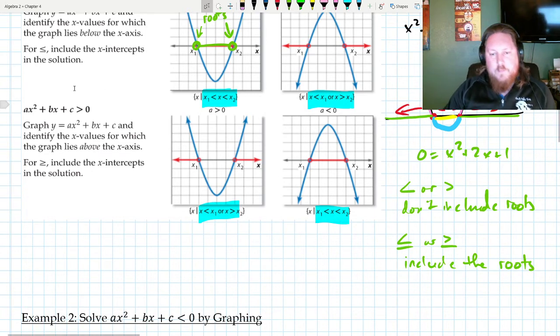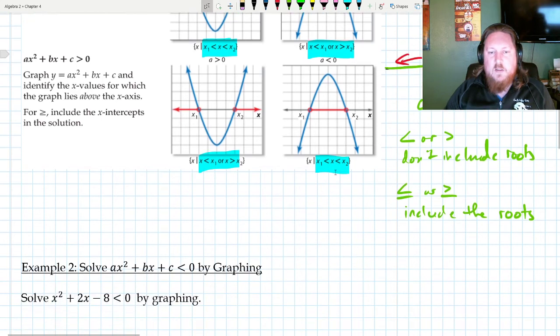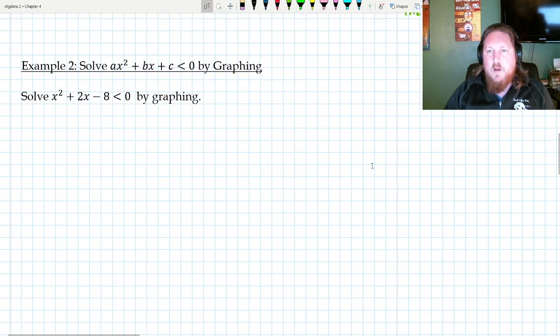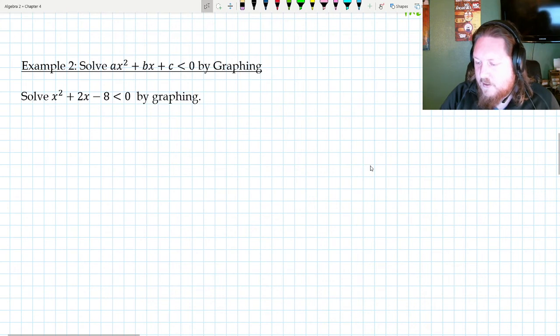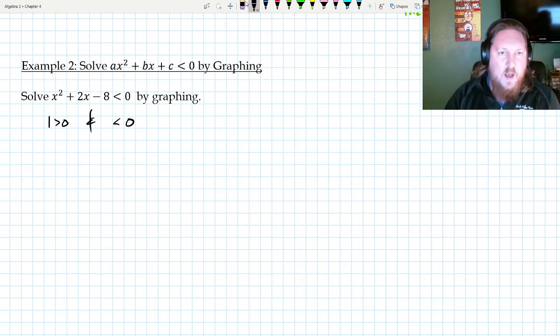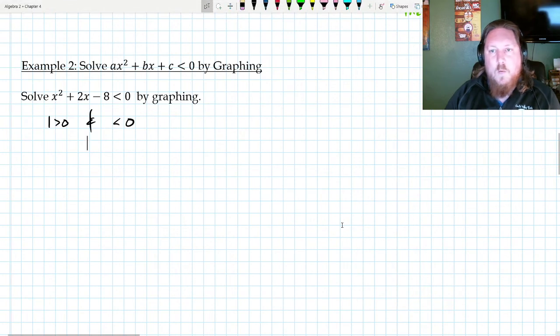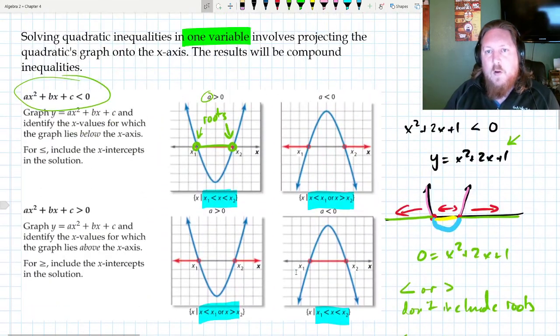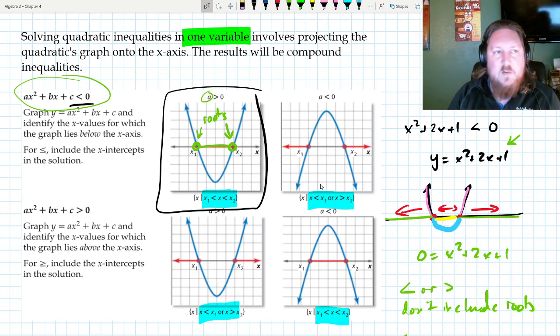All right. Let's try to put this into practice. Example 2. Solve x squared plus 2x minus 8 is less than 0 by graphing. So I'm going to look here. My a value is 1, and that is greater than 0, and I have a less than 0. Looking at those two things, I'm going to go back to my chart real quick and see which situation I should expect for my answer. The whole expression is less than 0, and the a is positive, so I expect my answers to be in between the two roots.